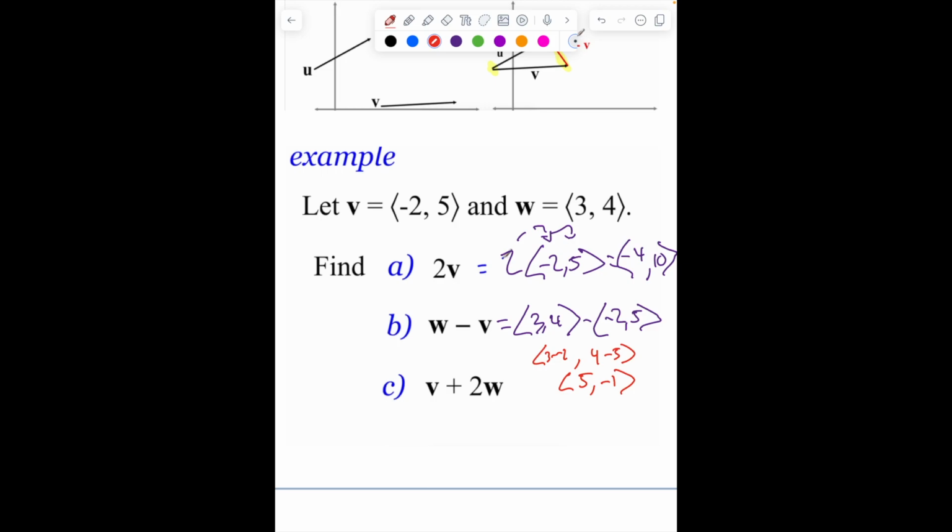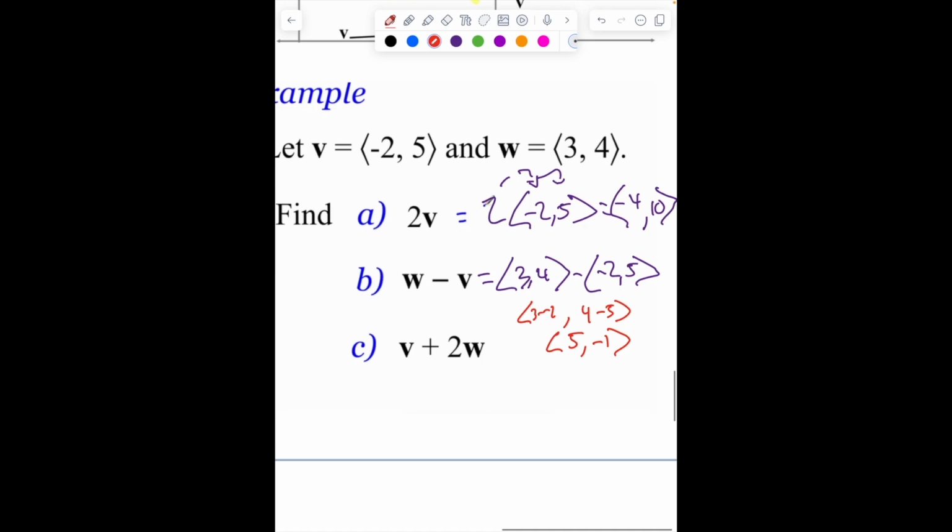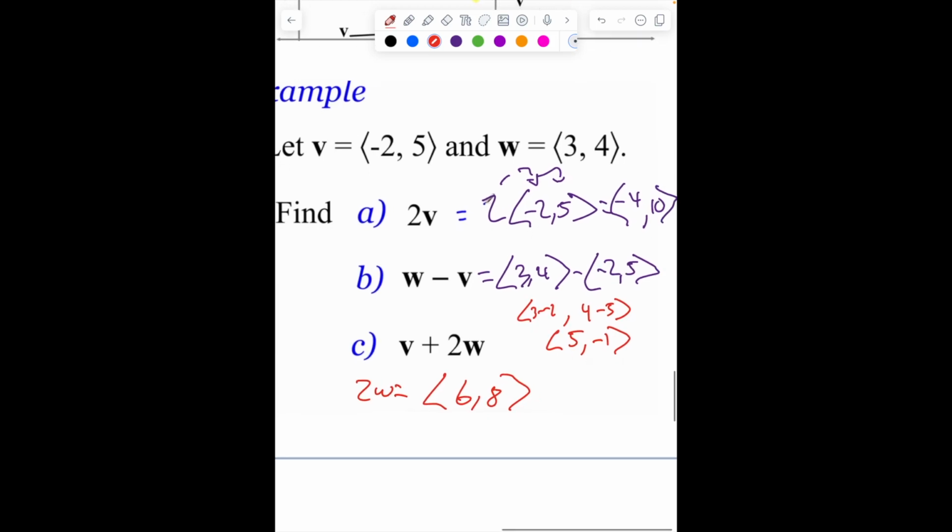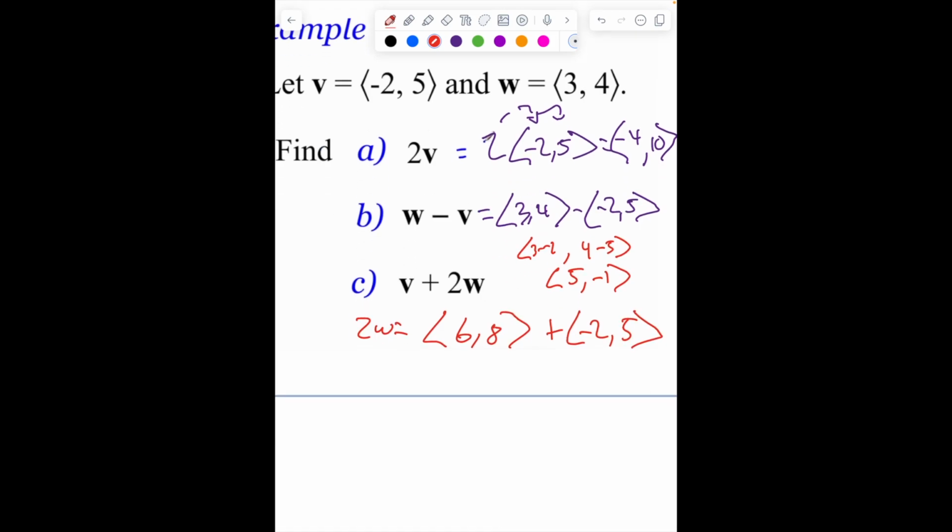And our last one, we're doing addition and multiplication, no problem. 2w, again, 2w simplified is 6, 8. So then, once I've simplified there, I need to add vector v, and I'm going to do that. Again, for the order of addition, it's okay to put them in a different order. And I should get 4, 13 for my answer.